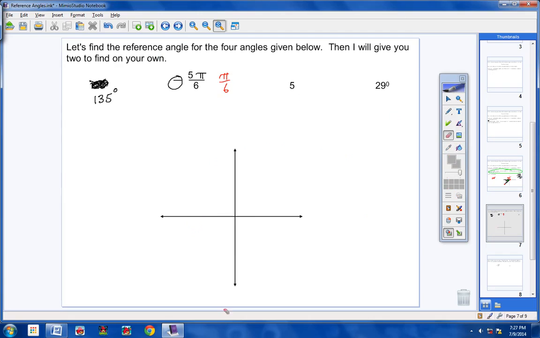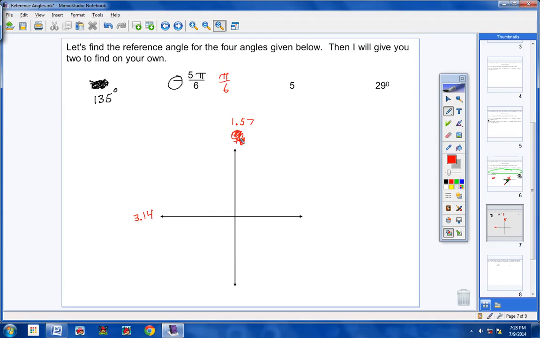Okay, let's try another one. Now we want to find the reference angle for 5. Now look, we better label our angles a little differently. Does it say 5 degrees? No, it does not. So it's 5 radians. So remember, from here to here is pi over 2. Well, that means 3.14 divided by 2, which would be 1.57. And if I rotate 180 degrees, that's pi, or in other words, 3.14.